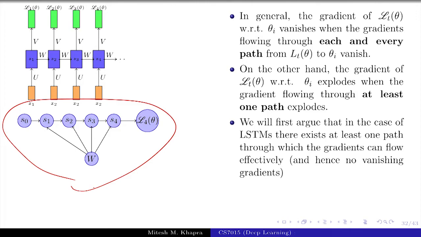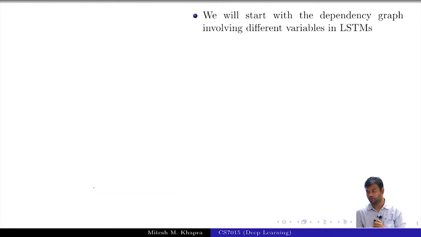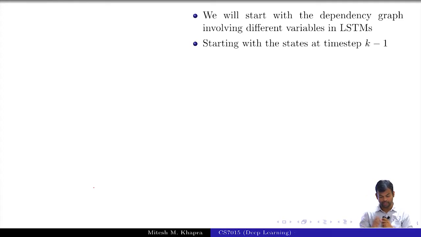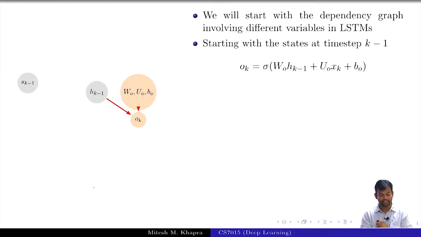So what are these different elements? Gates and states. These are the two things that we care about. So let's look at all these, starting with the states at time step k minus 1. At time step k minus 1, you have these two states, s_{k-1} and h_{k-1}. Using h_{k-1}, you are going to compute the output gate at time step k, and this also depends on the parameters W_o, U_o and b_o, which is obvious from the equation.